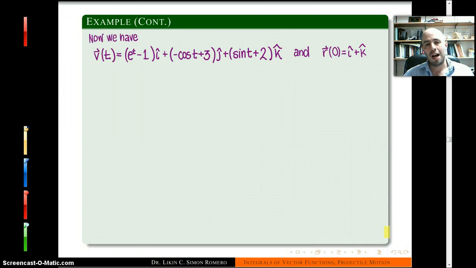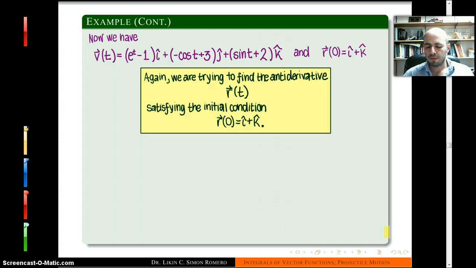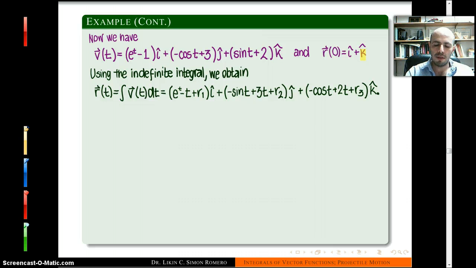Now how we're going to find the position function is going to be exactly the same. We're going to take our velocity and find the antiderivative r of t that satisfies this particular condition. First we find all antiderivatives, so r of t has to be part of all these antiderivatives. Notice that my constants of integration are different. In the previous slide I called the constants of integration b1, b2, and b3 because they were the constants of integration of the velocity, and I am calling these ones r1, r2, and r3 because these are the constants of integration of r.